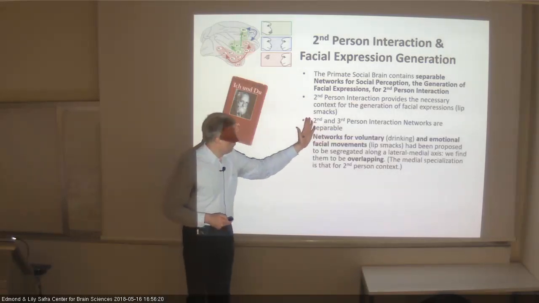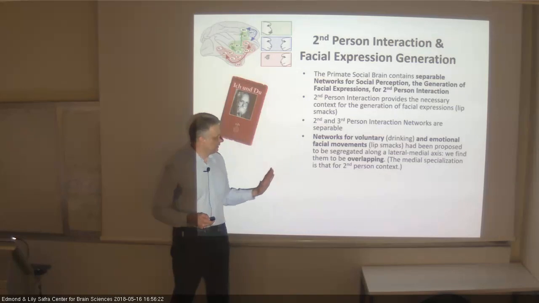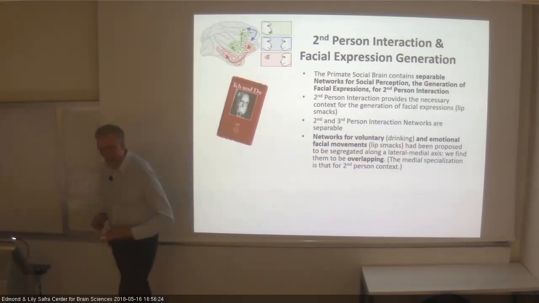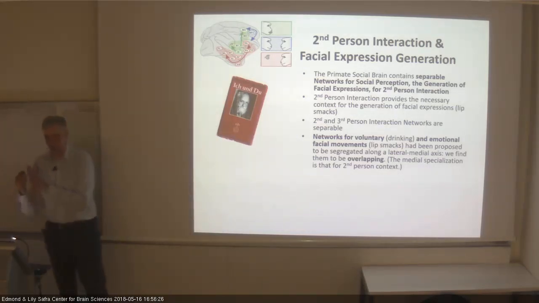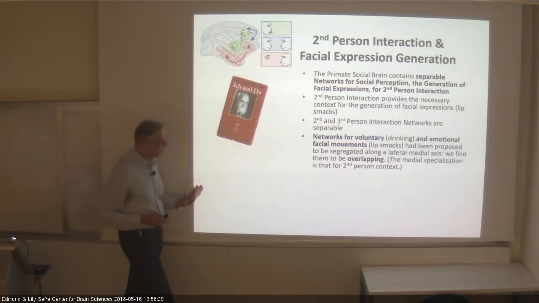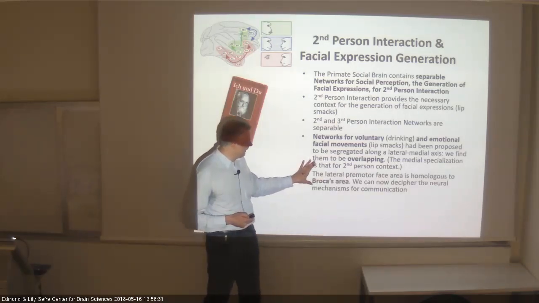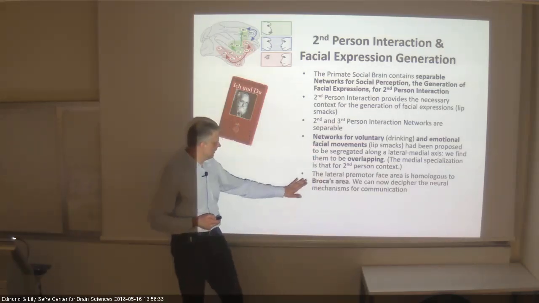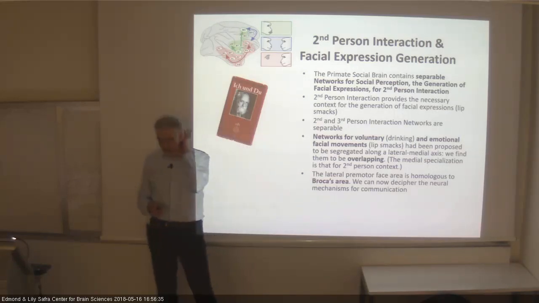There's a network for voluntary movements like drinking and emotional facial movements that are largely overlapping. We thought that they would be distinct, one medial, one lateral. We find both active. There's some difference in activation, but mostly they're very similar, including in an area that's similar to Broca's area in humans.